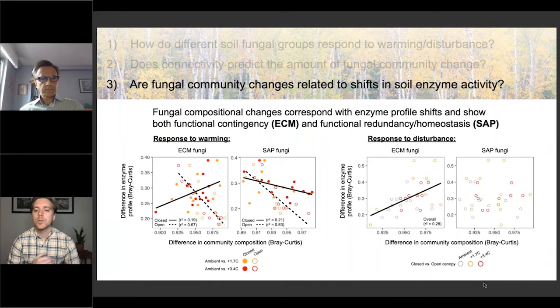When we look at the response to disturbance, again, we see a positive relationship with ectomycorrhizal fungi, so more community change leads to more different enzyme activity profiles, and no relationship with saprotrophic fungi. So basically, the take-home of this slide is that there is some evidence both of functional contingency and functional redundancy in the system as fungal communities change, and they might even balance each other out in the end.